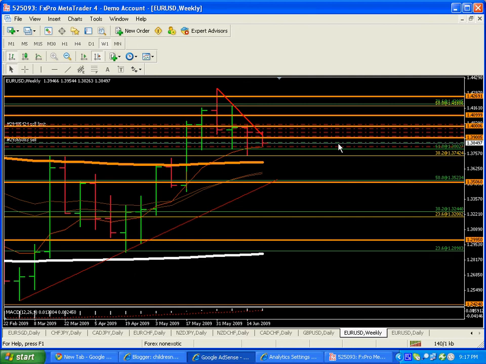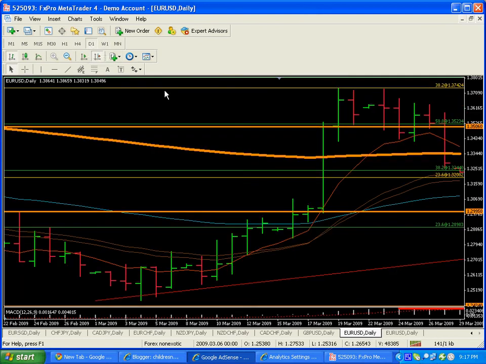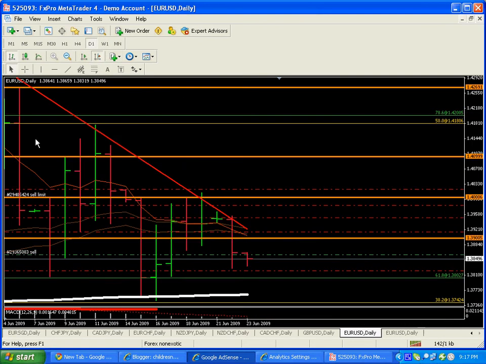The important support level we have here is this moving average, which is the 150 moving average on weekly. If we go back to daily, we can see we had a sharp movement down today.